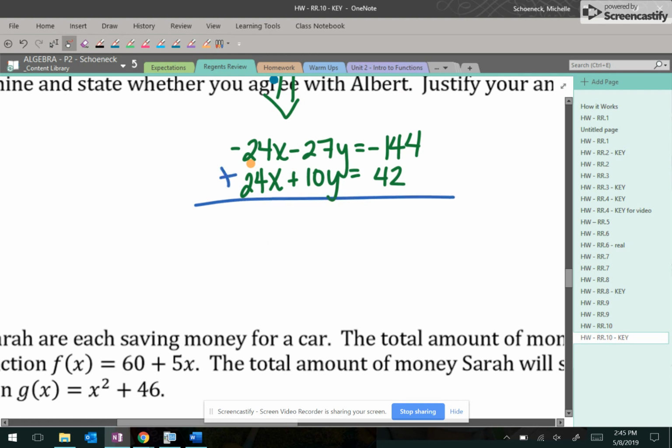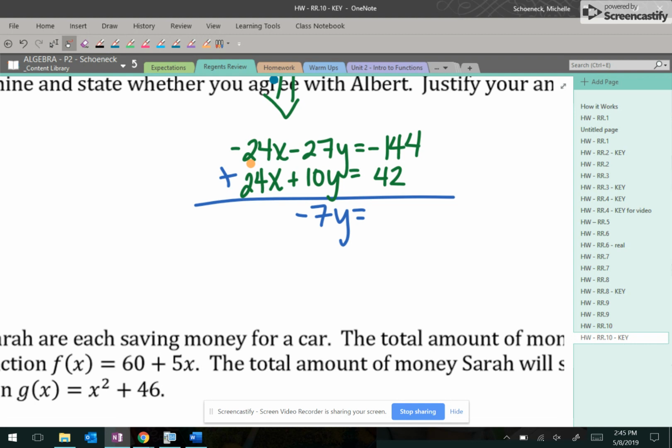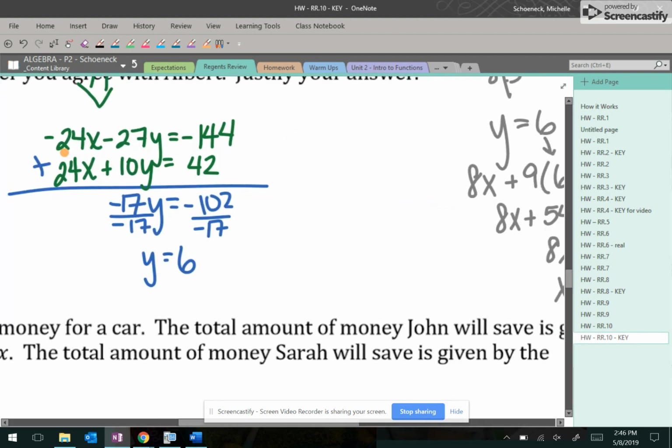So I'm going to add down, and I get -7y is equal to -102. Divide both sides by -7. Wait, that doesn't seem right. Oh, sorry, -17. And I get y is equal to 6. All right, so far so good. They both have y equals 6.